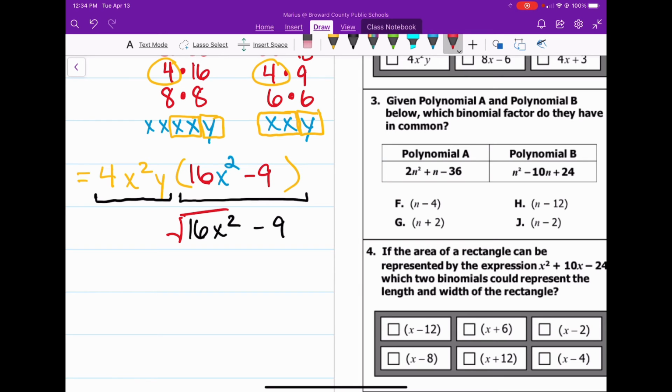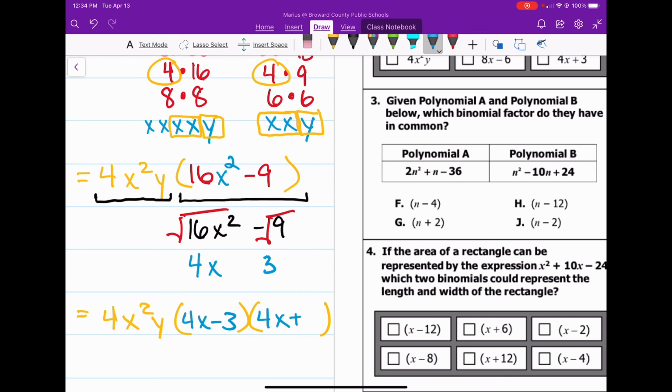So we could take the square root of 16x squared, and we could take the square root of 9. The square root of 16x squared is 4x, and the square root of 9 is 3. So when we write our factors in the final form, we still need to bring down the 4x squared y that's on the outside. Now our factors for 16x squared minus 9 are going to become 4x minus 3 and 4x plus 3.